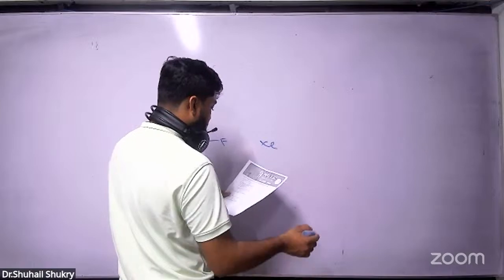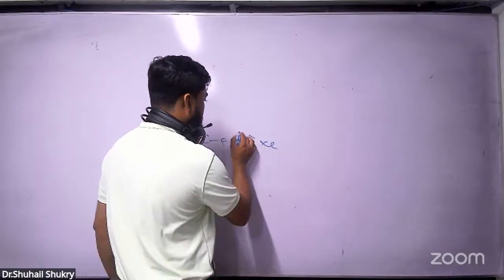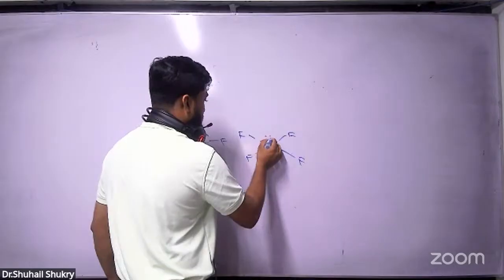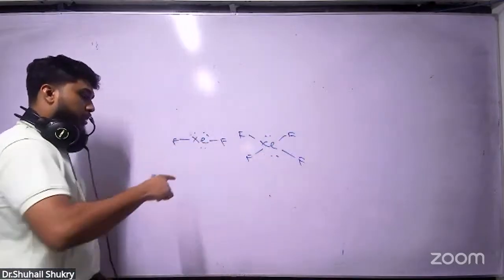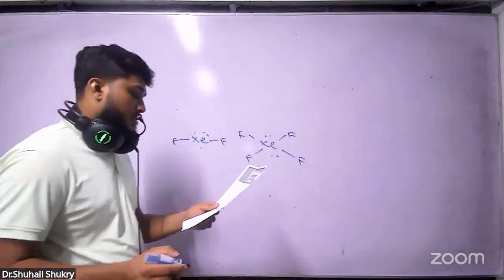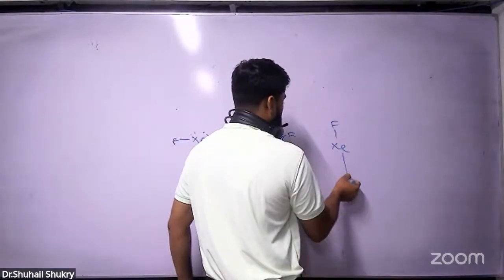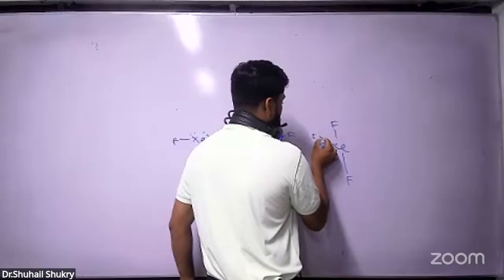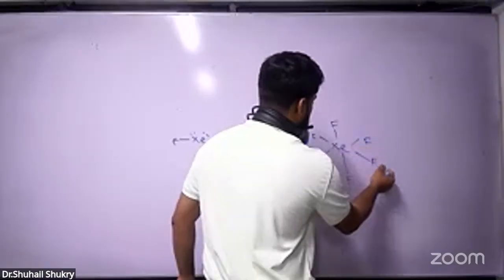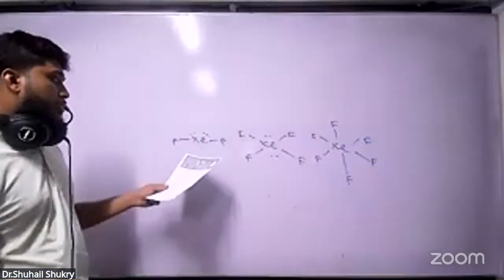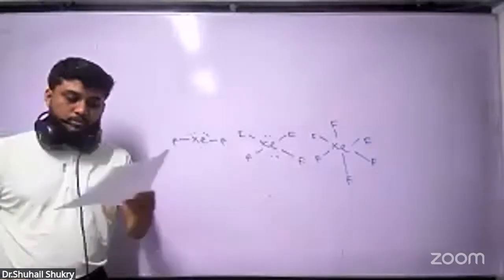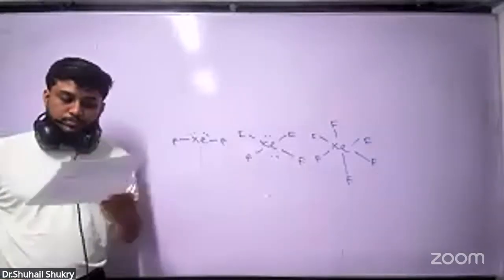XeF4 has two lone pairs. XeF2 is a linear shape, XeF4 is square planar shape, and XeF6 is octahedral shape. So the lone pairs are 3, 2, 0.